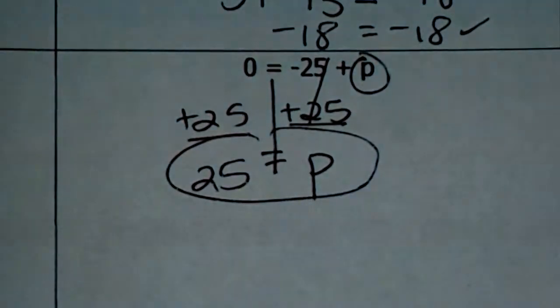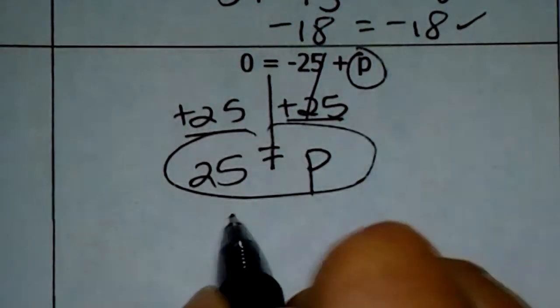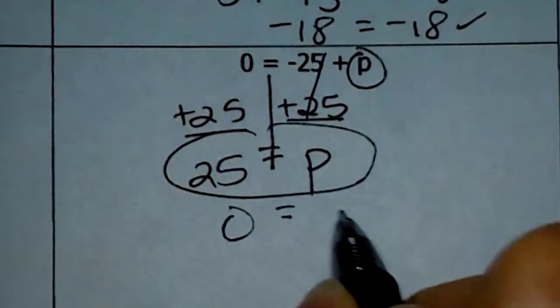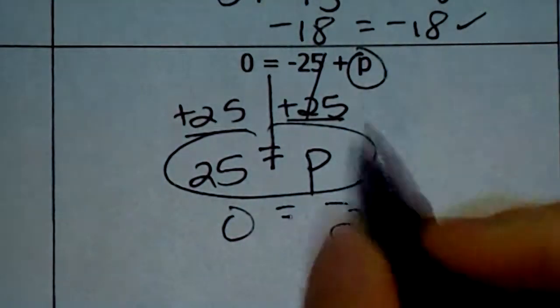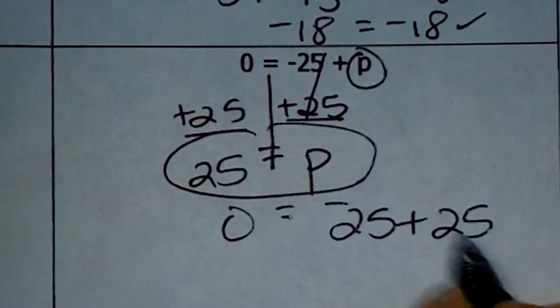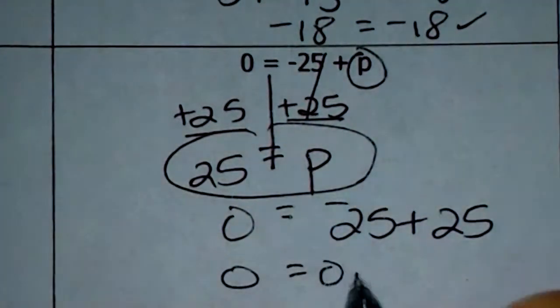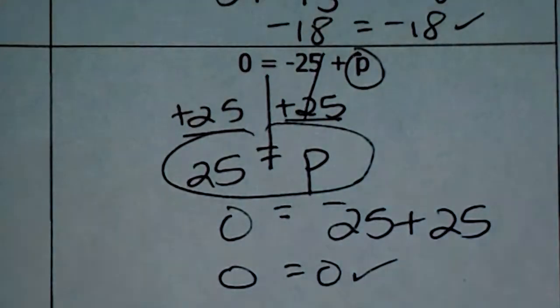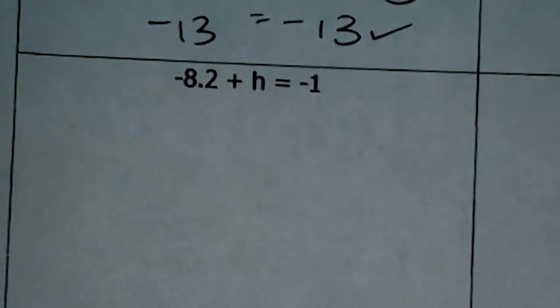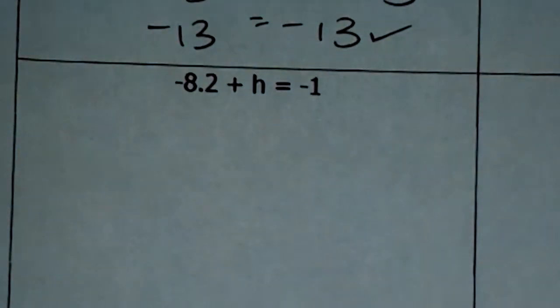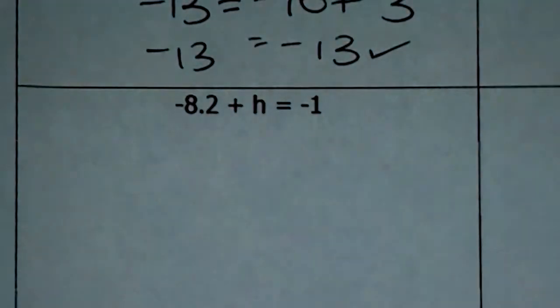Did you know that P was worth 25? I had no idea. To check it, I'm going to plug it back in. 0 should equal negative 25 plus P, and we said that P was 25. Does negative 25 plus 25 equal 0? You betcha. So we know that P does equal 25. We are correct. All right, now I have, of course, one with decimals so that you understand it's the same kind of rules applying here.